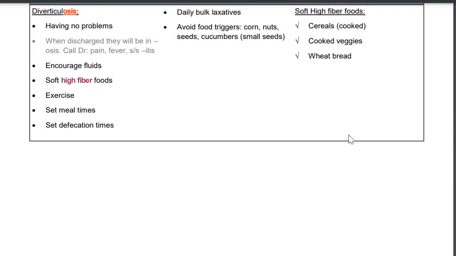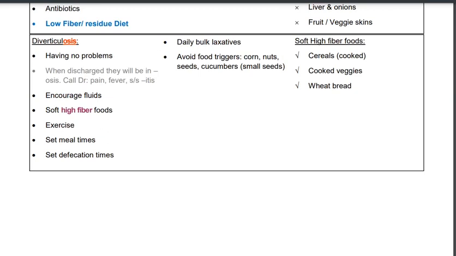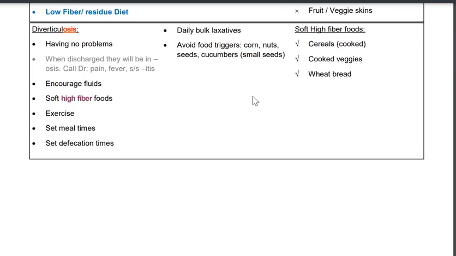Now, when you have just the pocket, it's the opposite. If it's just the pocket, there's no inflammation, no infection there, and they're having no problems, right? They kind of feel normal. Then we tell them to do lots of high fiber to help push the stool through the bowel. We encourage exercise, maybe encourage them to eat at certain set times, and then try to go to the bathroom at certain times so that we can help get rid of some of the stool that's down in that lower bowel. Daily bulk laxatives, they can do that.